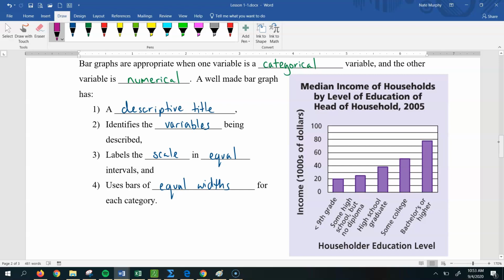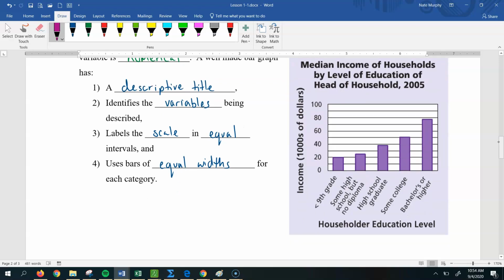And you also have spaces between the bars in a bar graph. That's traditionally the best way to do it. If you don't have spaces between the bars, that usually is going to indicate that we're dealing with a histogram, and that's a different type of graph.